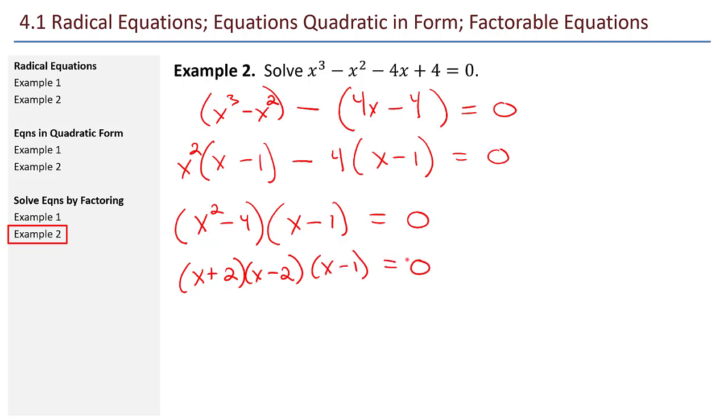And here we go. I'm at the point now where I can read off my 3 solutions. X equals negative 2, 2, or 1. So my solution set is negative 2, 2, and 1.